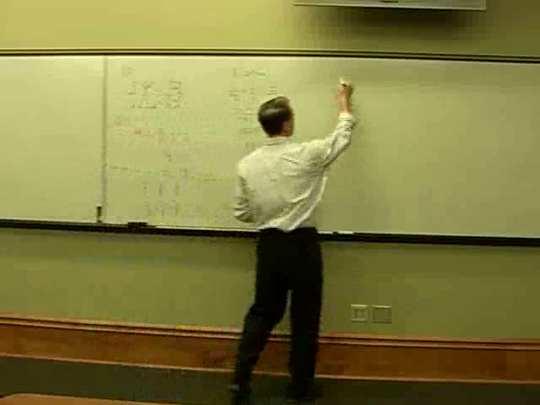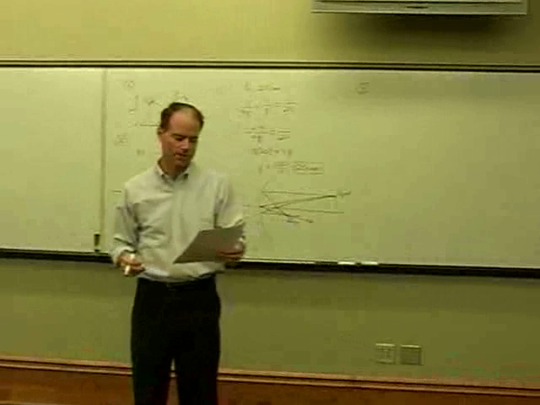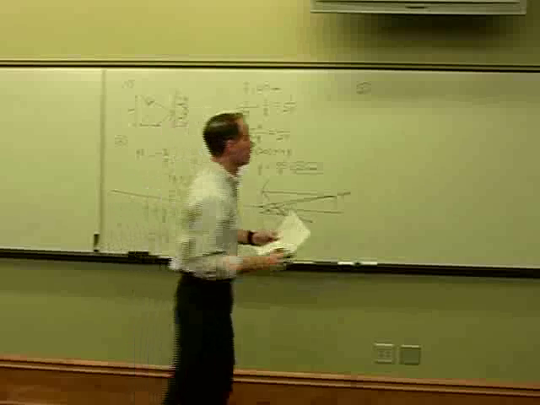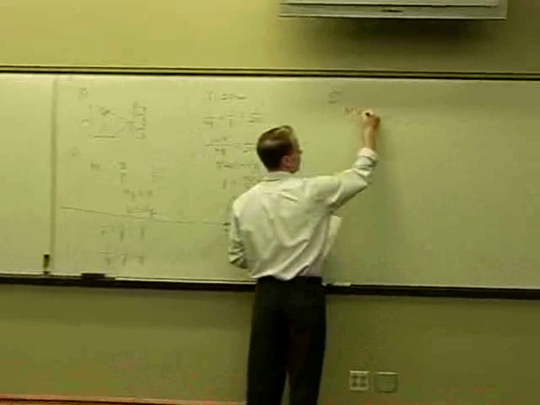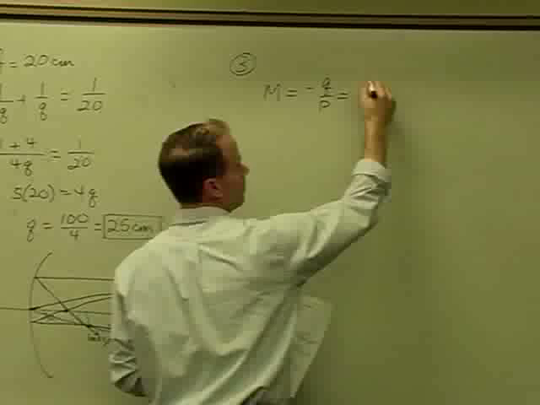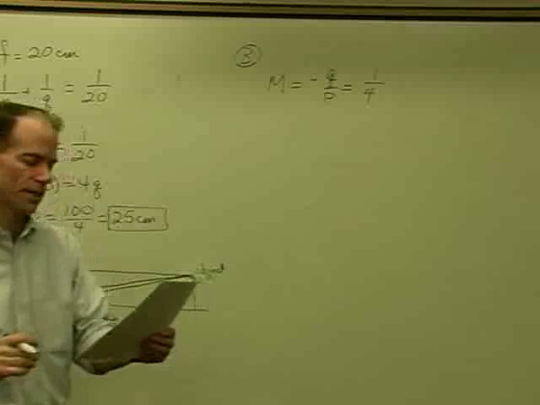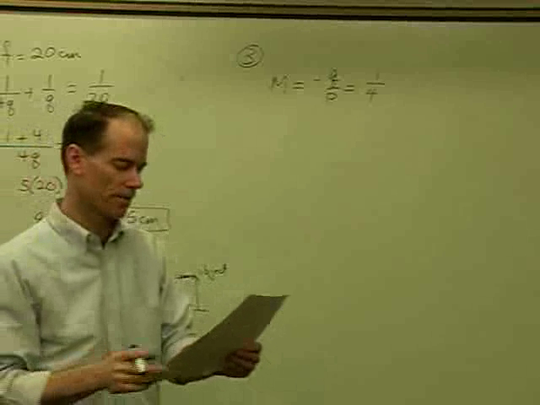Problem number 3. A convex mirror has a focal length of -20 centimeters. What is the position of the resulting image in centimeters if the image is upright and 4 times smaller than the object? Okay, take a look at this. We're told that the image is upright and 4 times smaller than the object. Again, we would say that the magnification should equal the negative image distance over object distance. But if it's upright, then the magnification will be positive. And if the image is 1/4 as large as the object, then our magnification will be 1/4.